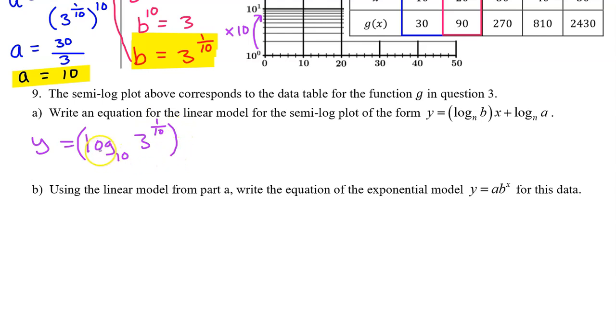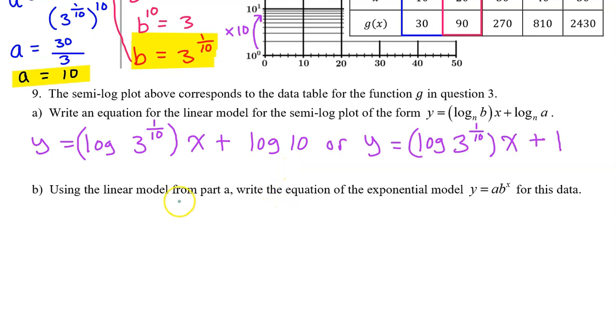Of course, when it's log base 10, you don't actually have to write the base 10. It is understood. And then it's times x, because this is like mx plus b. So there's your x. And then plus the log of a. So this will be the log of 10. The log of 10 is 1, so we could just put a 1 right here if we wanted to. So that's the answer for part A.